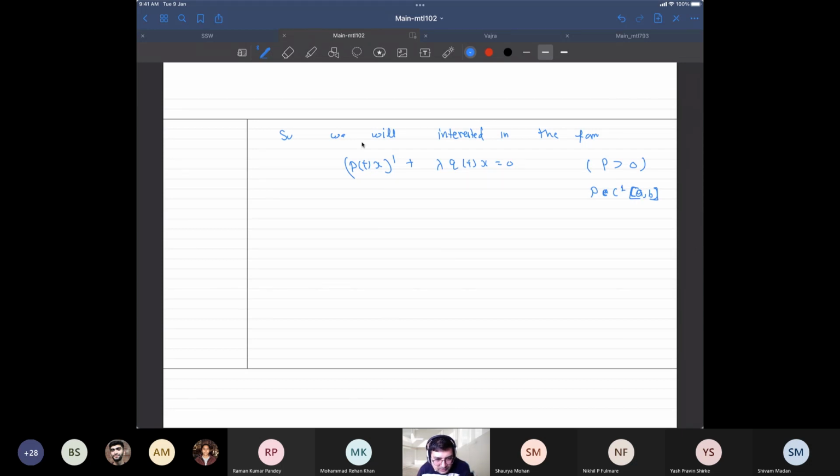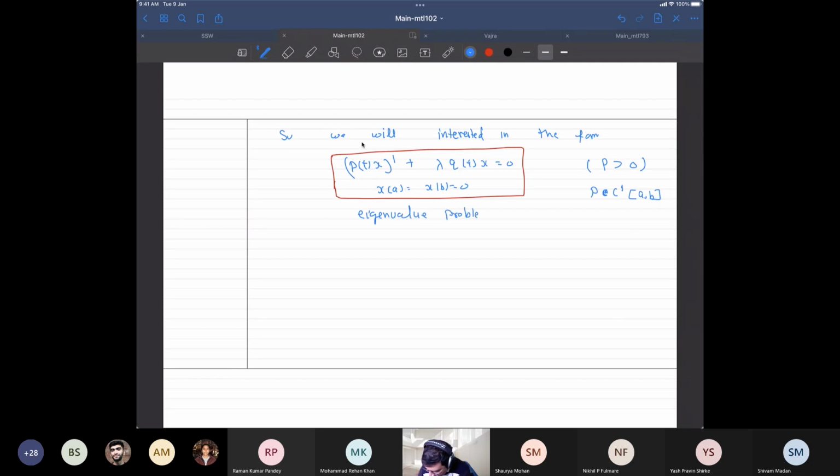So in general, we will just write the open interval, but it's well understood when I write the closed interval that the derivatives from left and right are the ones considered at the boundary. Okay. And of course we will have a boundary condition. So this kind of problem is called a Sturm-Liouville eigenvalue problem.